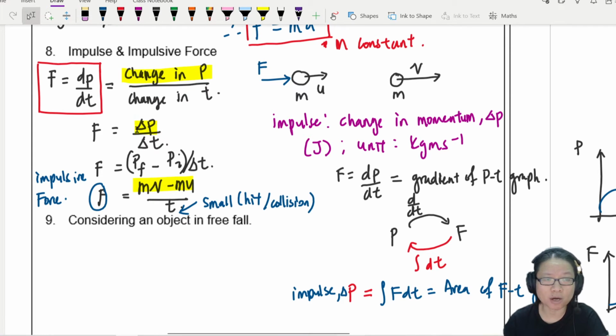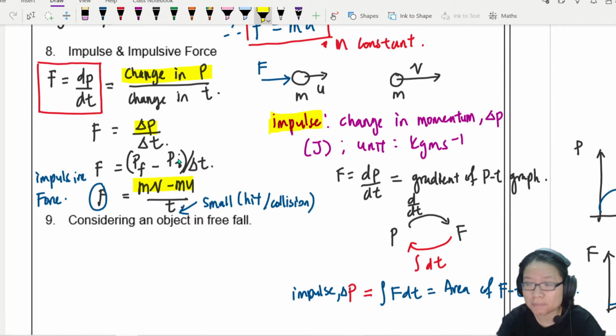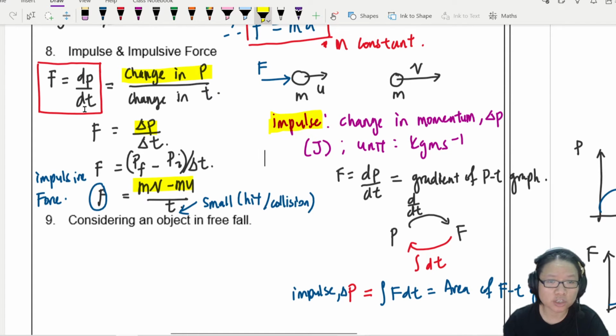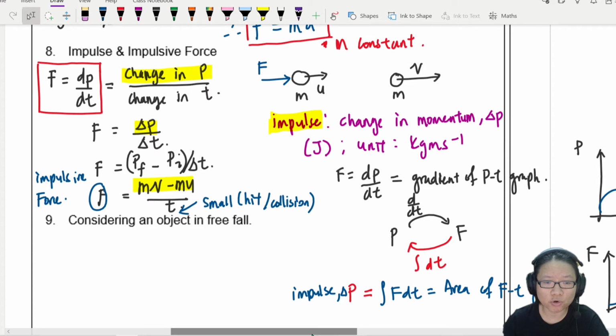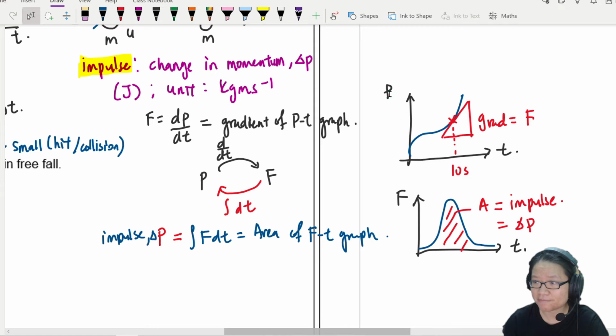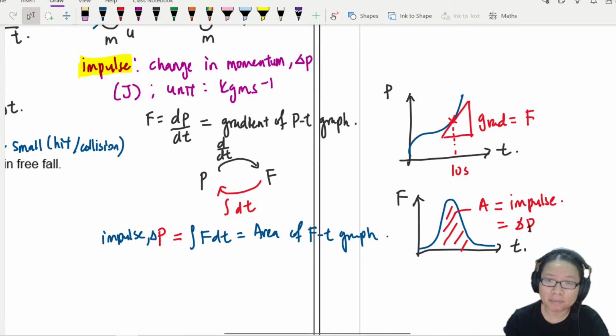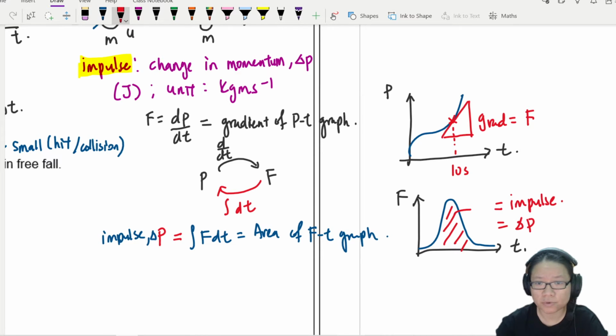So let's say I rewrite it as delta p over delta t. When I do so, what I'm looking for is mv minus mu, final momentum minus initial momentum. Normally the change in momentum itself is called an impulse. The symbol sometimes given is J, but I'm sticking to delta p. Change in momentum, unit will be kg m s^-1. Because of this relationship, F is dp/dt, so I know F is the gradient of a p-t graph, momentum-time graph, and impulse is the area of a force-time graph.